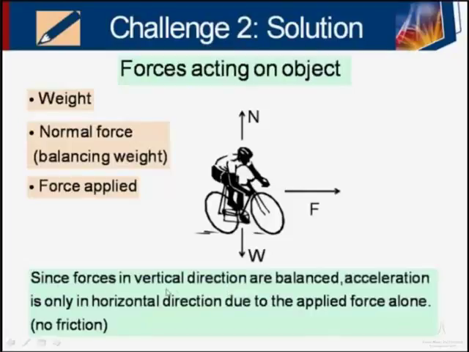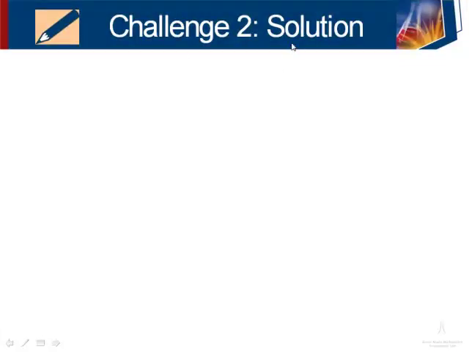So we're assuming no frictional force, and therefore the only force considered in the horizontal direction is the applied force. Since the forces in the vertical direction are balanced, acceleration is only in the horizontal direction, and it's due to the applied force by itself. Therefore, one needs to only consider the applied force in the horizontal direction. We're now going to look at the challenge 2 solution with the calculations.